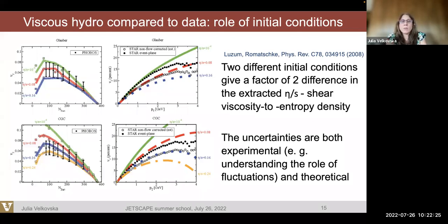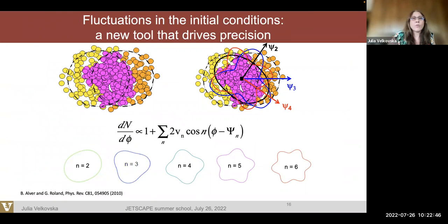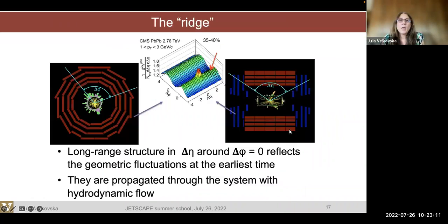So there were also experimental uncertainties, mainly in understanding, again, the role of the fluctuations and how different methods are affected by the fluctuations, and also non-flow correlations. Again, a true breakthrough happened when we understood that nuclei are not spheres, but rather made by nucleons, and you can have not just elliptic flow, but rather a whole slew of harmonics. You can have triangular shapes and also other shapes, higher order harmonics.